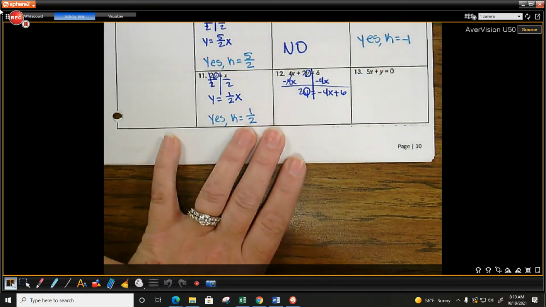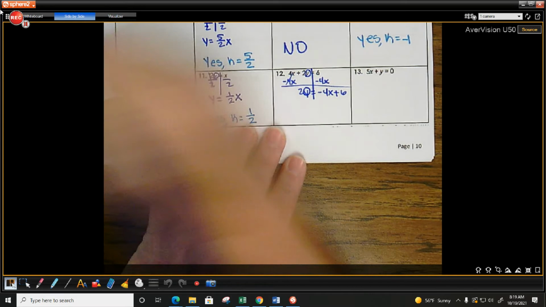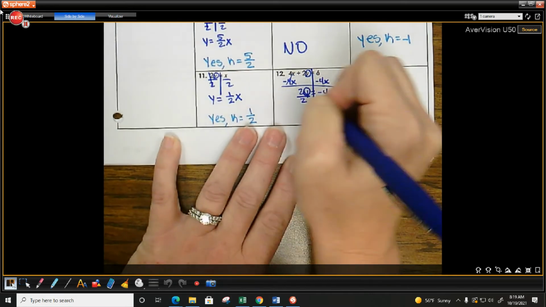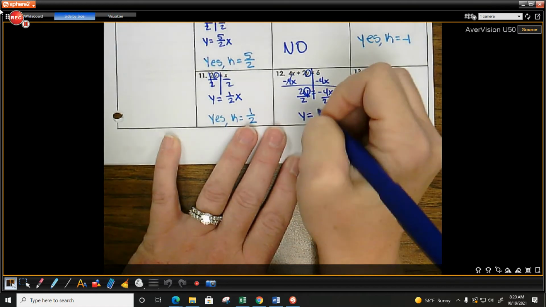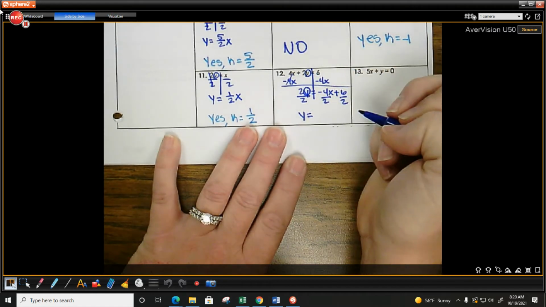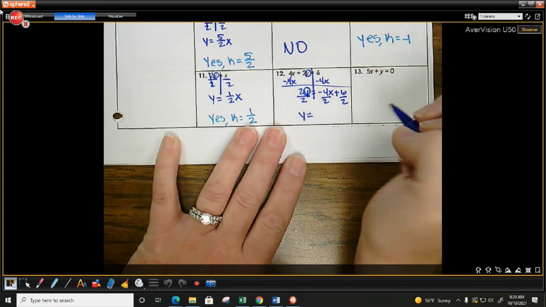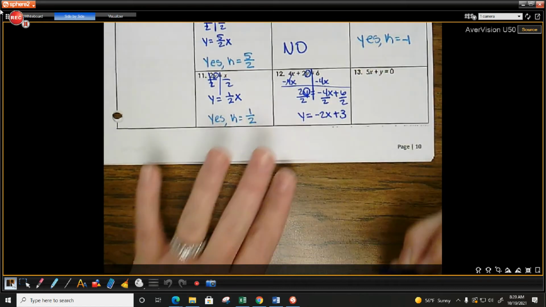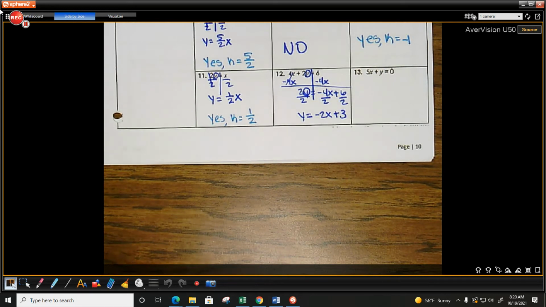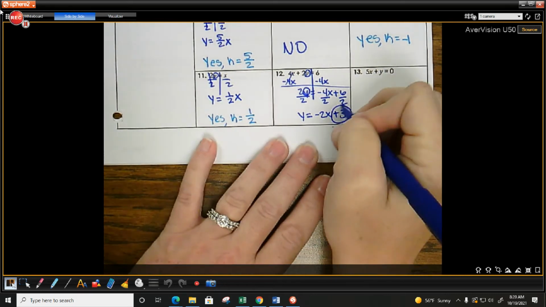Keep your y circled. What am I going to do to get y by itself? Divide everything by 2, and we get y equals. Is this an example of direct variation? No, because you have a b value.